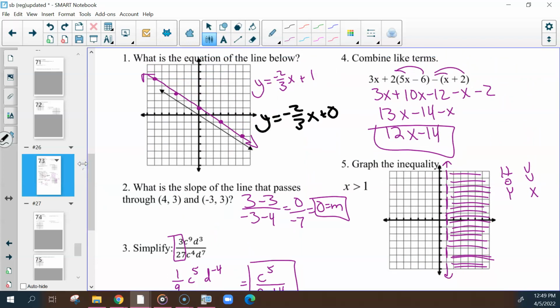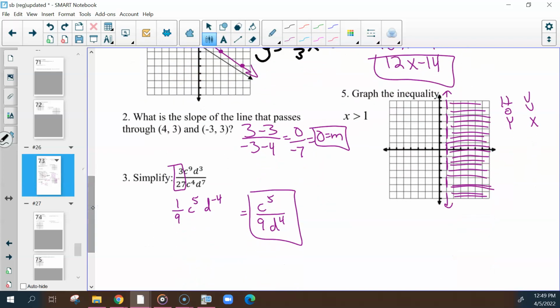Number 4, when you distribute and combine all of your like terms, you'll get 12x minus 14. And number 5, when you graph, this is one of your inequalities. So this would be a dashed line because it's not included, a vertical line because it's x, and then shaded to the right. Questions on any of those?